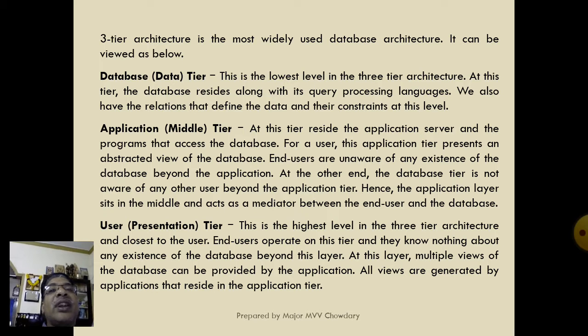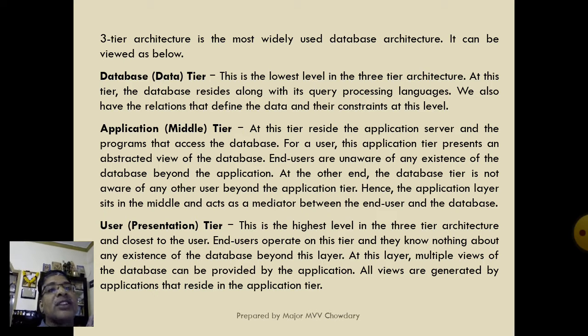In three-tier architecture, another layer is present between the client machine and server machine, whereas two-tier architecture has only a client machine and a server machine.